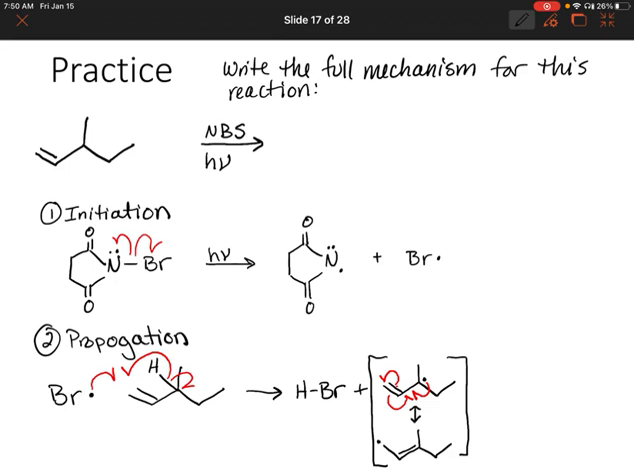Let's show what would happen when we add Br2 to the top resonance structure. Earlier I said that we're limiting the amount of Br2, so this would be in trace amounts. We're not going to see a lot of Br2 here, otherwise we would end up doing the addition reaction.